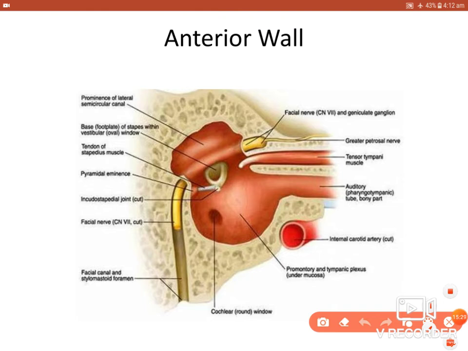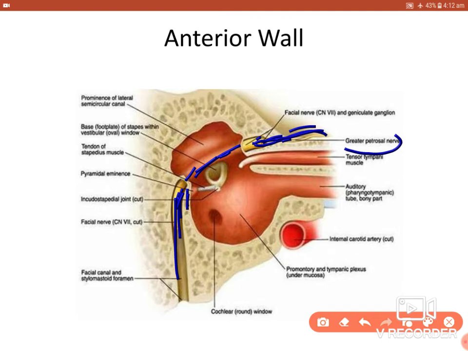Then here in the posterior wall, you can see the facial nerve is there, the oblique and vertical part of the facial nerve. From this facial nerve, there is a great branch, the greater petrosal nerve, going to the roof of this middle ear. Okay, this greater petrosal nerve.